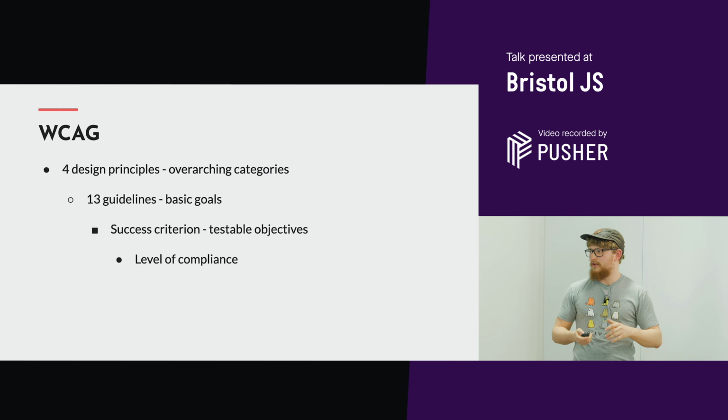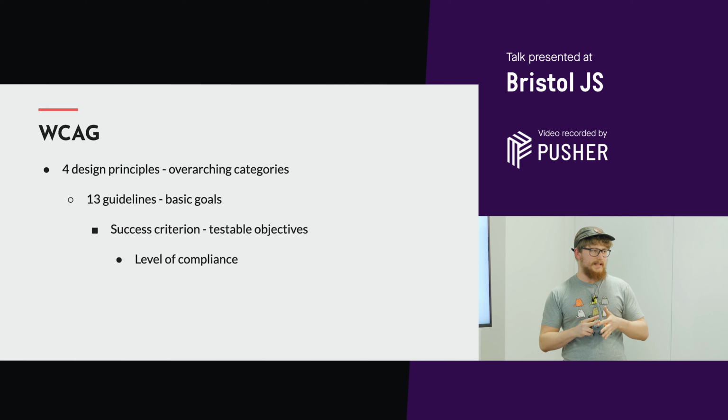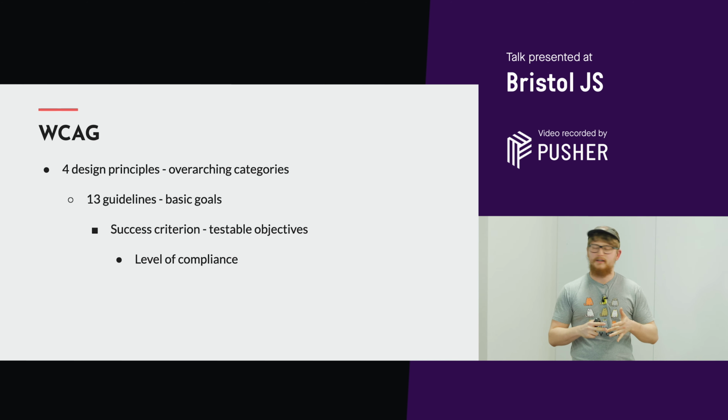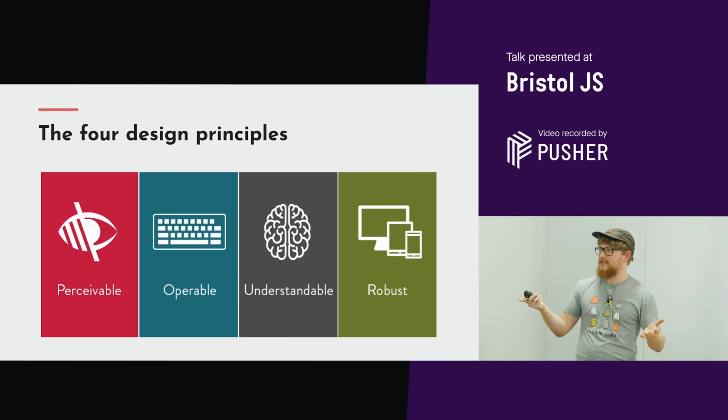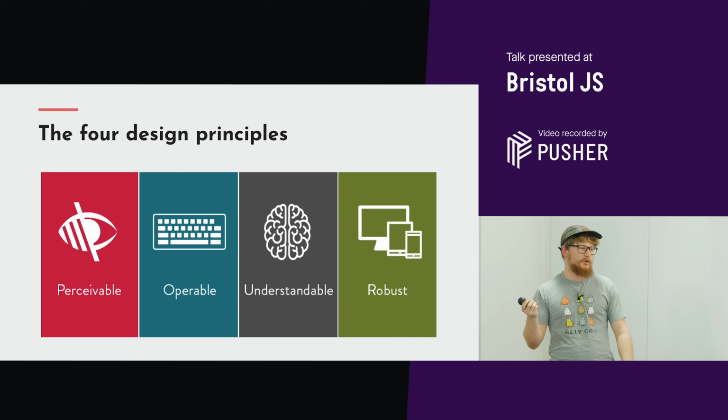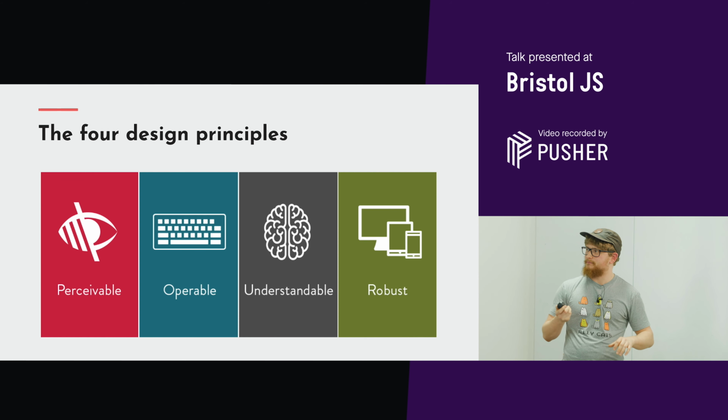And each criterion has a level of compliance. The level of compliance depends on how difficult it is to implement and how essential it is to access the content. So we'll have a look at each of these in a sec. Starting with the principles, we've got perceivable, operable, understandable, and robust.